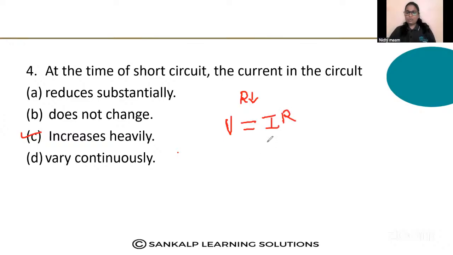Okay, so now what happens? I is equal to V by R. If potential difference is constant, I is inversely proportional to R. That means if resistance increases, current decreases, and if current increases, resistance decreases. Inversely proportional. So during the time of short circuit, resistance will be very less. When resistance is less, the current will be more. So the right answer is option C, increases heavily.